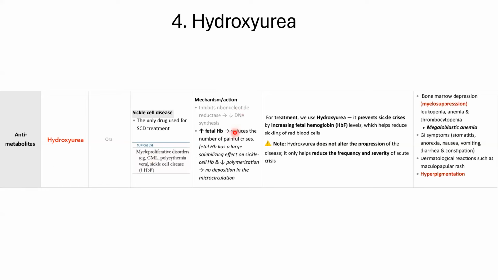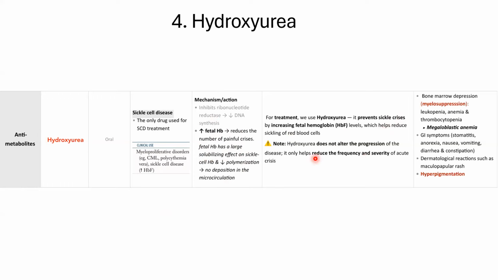What it does is it increases fetal hemoglobin. This is the main takeaway. By increasing fetal hemoglobin, it has a solubilizing effect on the sickled hemoglobin. Because of that effect, it decreases the polymerization of the sickled cells, so it decreases or prevents the sickle cell crisis. This is a really important medication. Just know it increases fetal hemoglobin, which has a large solubilizing effect, so less polymerization, so less sickle crisis.